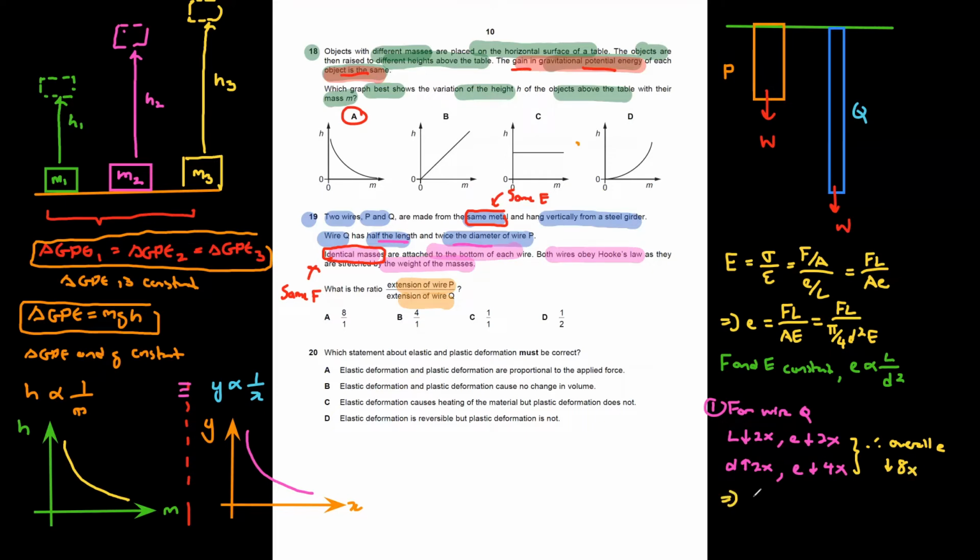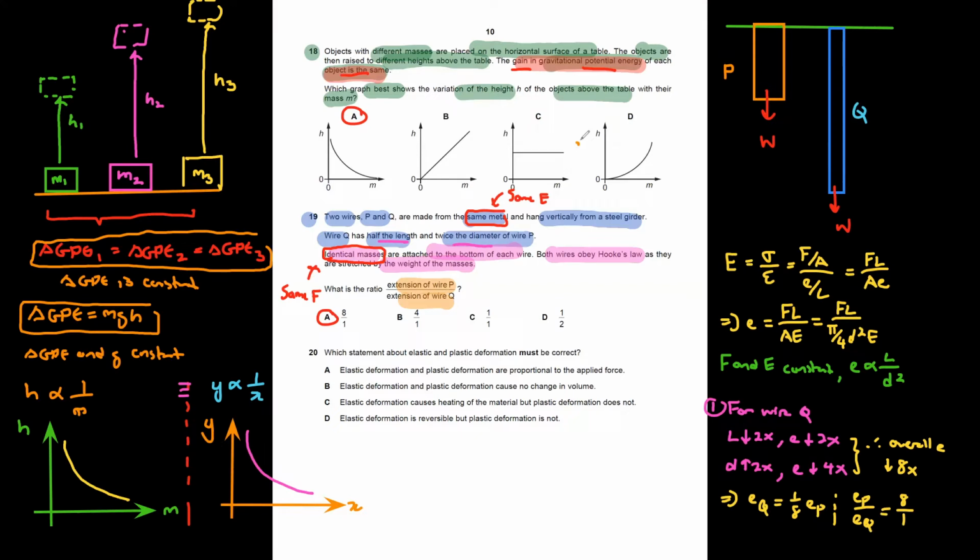So from here, you can say that EQ is actually 1/8 of EP. So EP over EQ is going to be 8:1. The answer is supposed to be A here. Okay, this is how you can do this in one way.